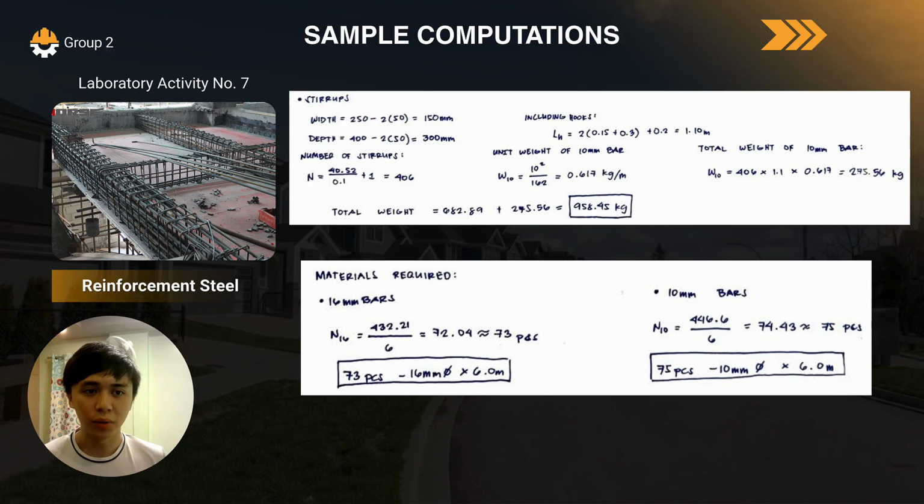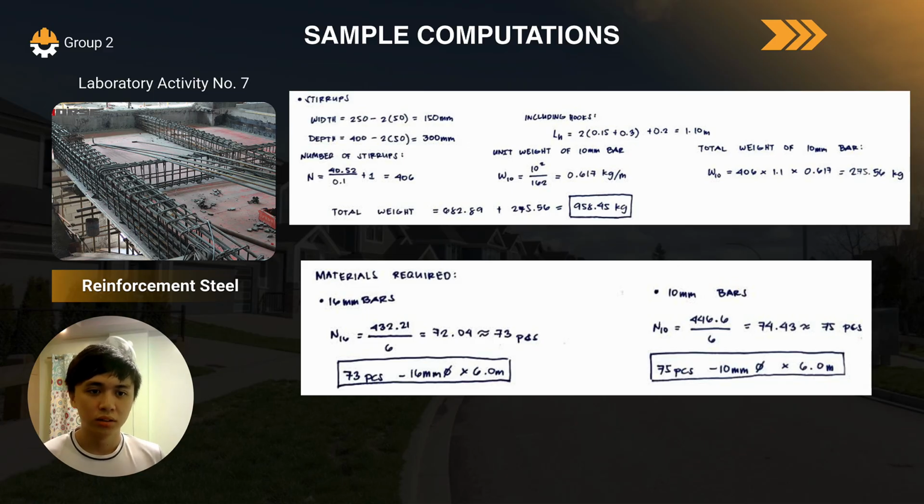Then for the unit weight, we need it for the calculation of the total weight. That is 10 squared over 162, which leads to 0.617 kilograms per meter. So with that, we have a total weight for the 10 millimeter bars of around 275.56 kilograms. You add this together with the total weight from the 16 millimeter bars, and we get 958.45 kilograms of reinforcing steel.